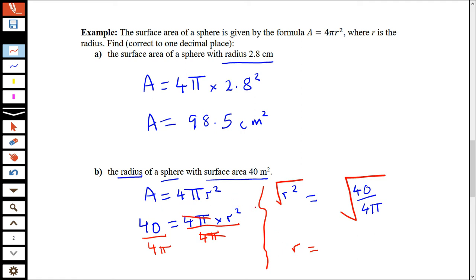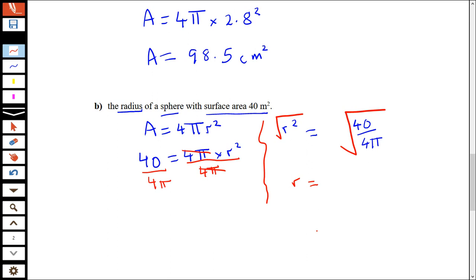Does it say to one decimal place? It doesn't actually. So we're going to write down 2 answers here because the question doesn't specify. That's the square root there, and I'm just going to simplify this a little bit. This will be 20 over 2 pi. Actually, we can do better than that still. 40 over 4 is the same as 10, isn't it? So we can write this as 10 over pi. Now that is the exact answer. That's the exact radius.